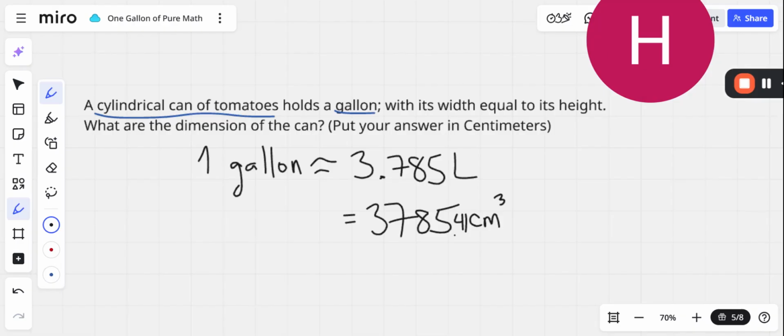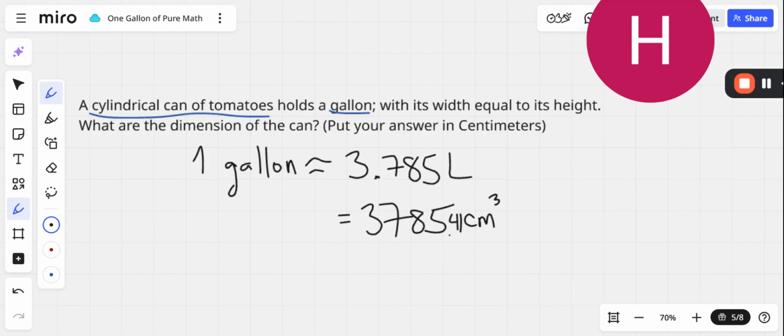These are practical applications, just a suggestion for what this could be. It could be a cylindrical bucket of lemons. It could be anything really, but just trying to make it fun here. So we need to represent this. Let's draw a quick little sketch of a cylinder, and its width needs to be the same as the height. So something maybe like that.